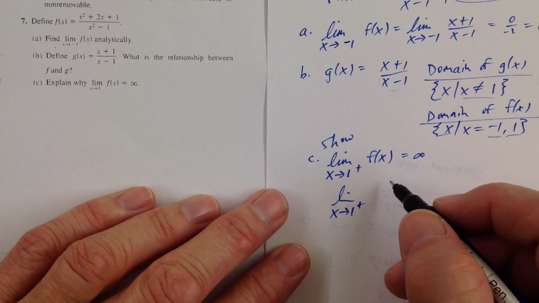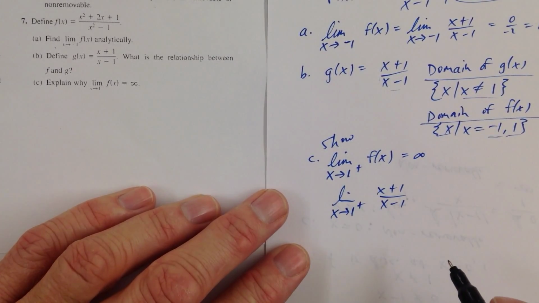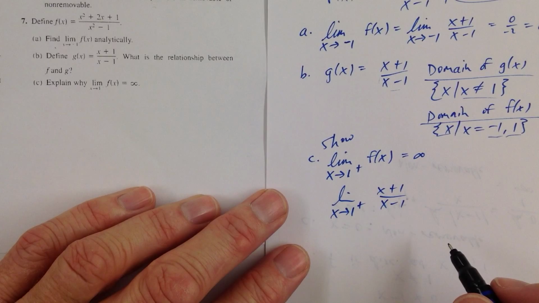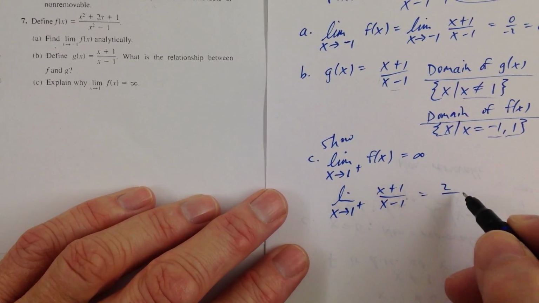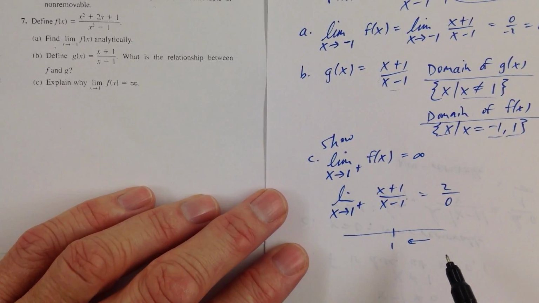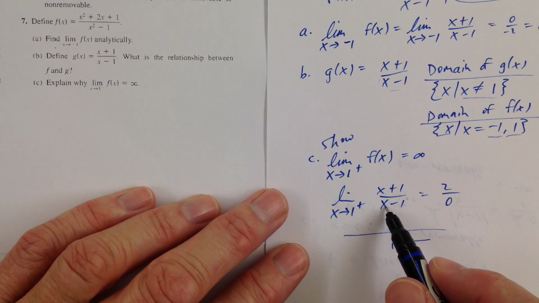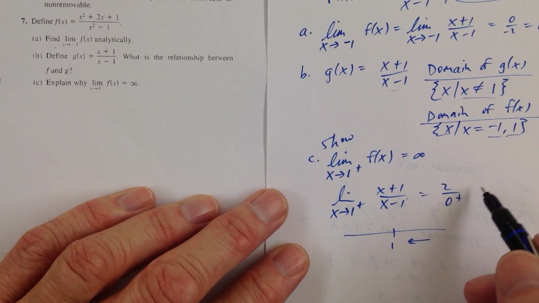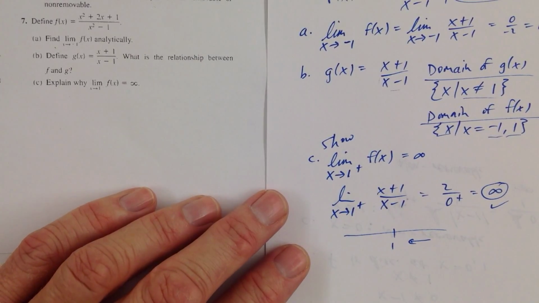We're replacing f of x with the reduced version of f of x, because we can do that when we're calculating a limit. When we replace x with 1 from the right, we get 2 upstairs and 0 downstairs, and 1 from the right means we are approaching 1 from values that are bigger than 1. When we replace x with values bigger than 1, like 1.1, 1.01, we can see that the denominator will be positive, and so we would get positive infinity. And we would say check. And that's it.